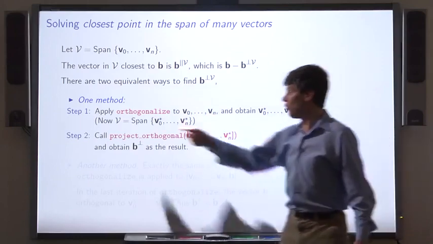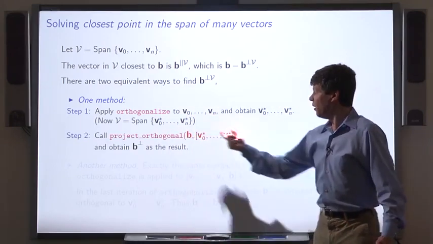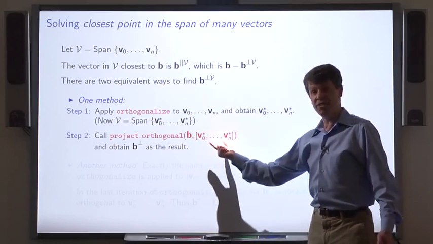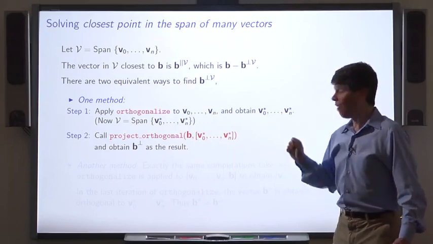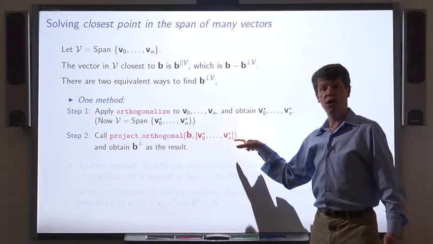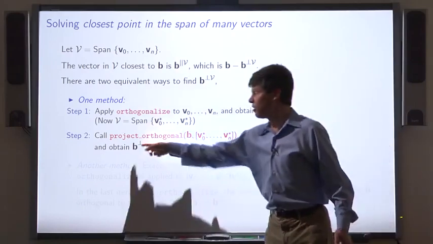Now we can call project orthogonal with B as the first argument and the list consisting of V0 star through Vn star as the second argument. This satisfies the spec of project orthogonal because V0 star through Vn star are mutually orthogonal. So we get the correct result.